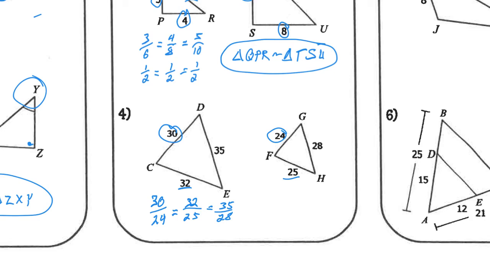So 30 and 24 can both be divided by 2, can both be divided by 3, so that means they can both be divided by 6. So 30 divided by 6 gets me to 5, 24 divided by 6 gets me to 4, so 5/4. 32 and 25, well, the only thing I can divide 25 by is 5, and I can't divide 32 by 5. So that's not going to reduce. So these two are not equal to each other. So are they similar? No, they're not similar.